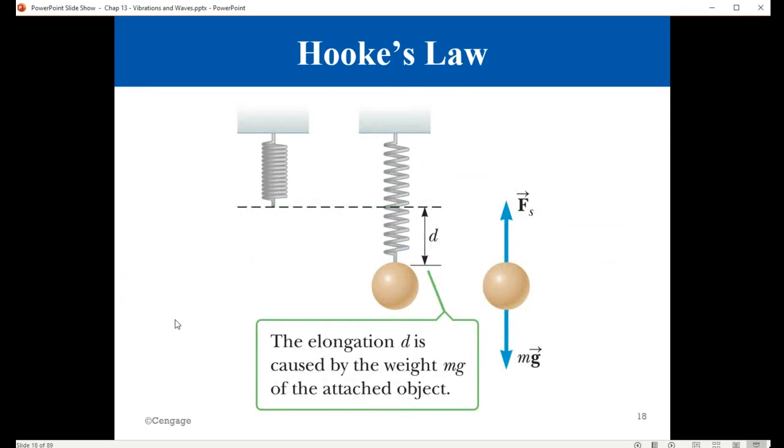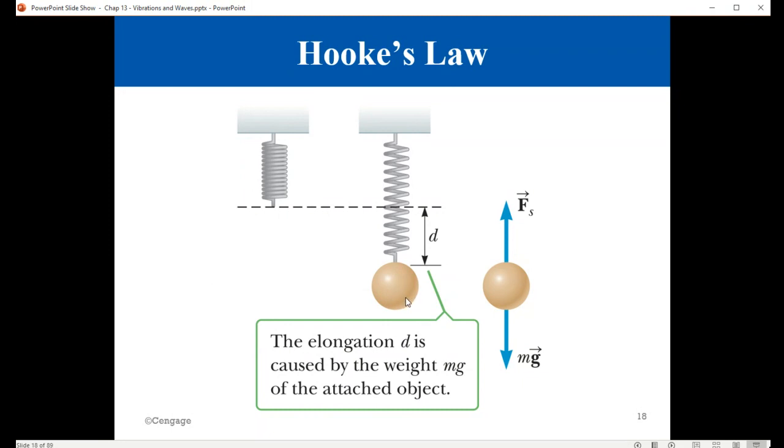Consider this situation. You have a spring hanging from the ceiling like this. Then we attach a mass at the free end. As a result, the spring will be stretched by a distance d, say, and you have equilibrium situation.